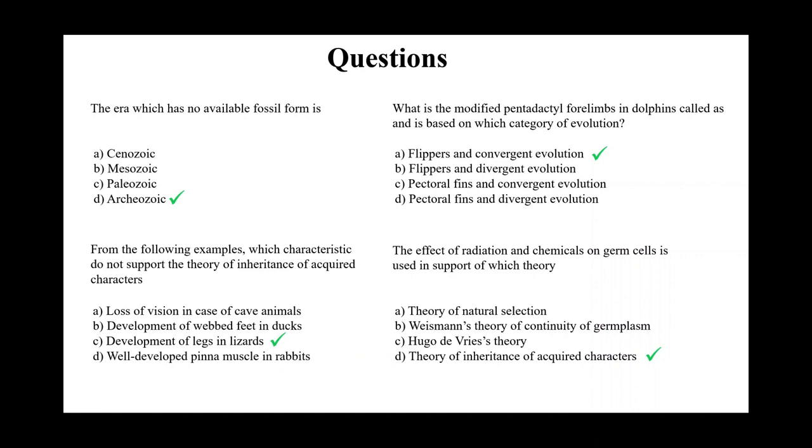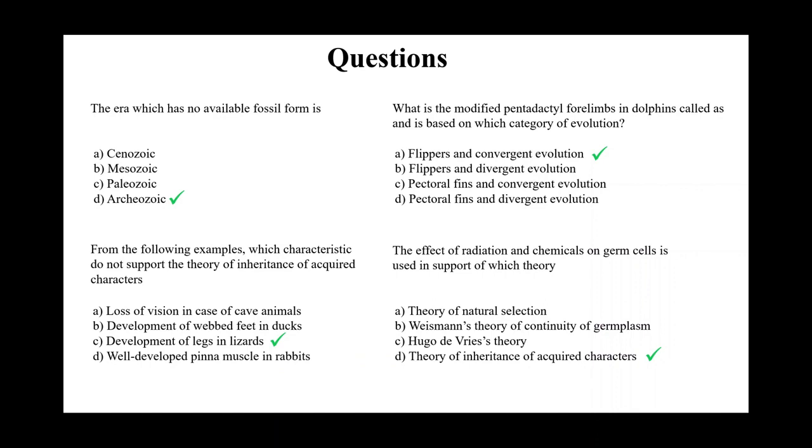And the last was: the effect of radiation and chemicals on germ cell is used in the support of which theory? Theory of natural selection, Weismann's theory of continuity of germplasm, Hugo de Vries' theory, or inheritance of acquired characters. We had seen this for Lamarck's example, where he said that if there are chemicals and radiation acting on a particular organism, it will affect the cells in such a way that the coming generation also possesses the same characteristics or the same problems that they have inherited.